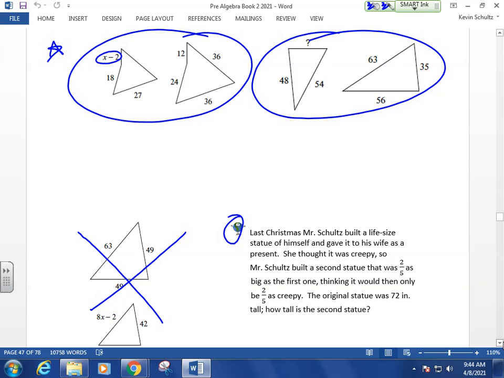Last Christmas, I gave a life-size statue of myself to my wife as a present. She thought it was creepy, so I built a second one that was 2/5 as big as the first one, thinking it would then be only 2/5 as creepy. Turns out it was just as creepy as the first one. But if the original statue is 72 inches tall, how tall was the second one?